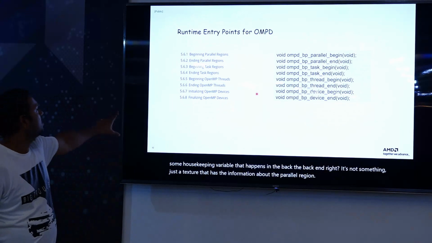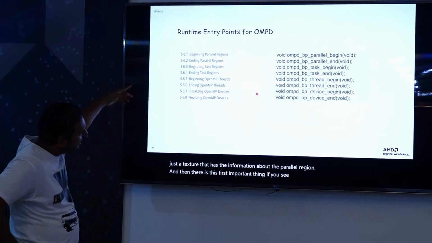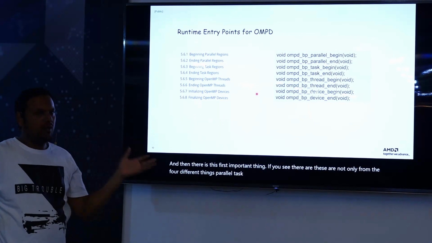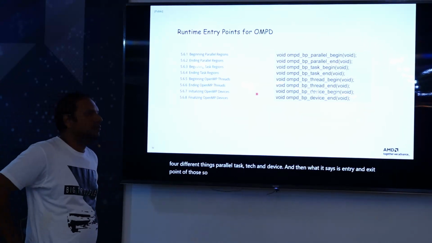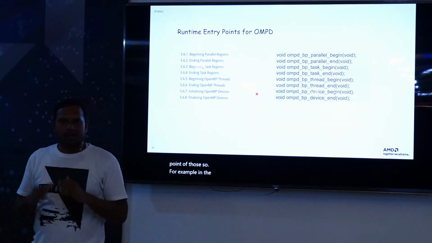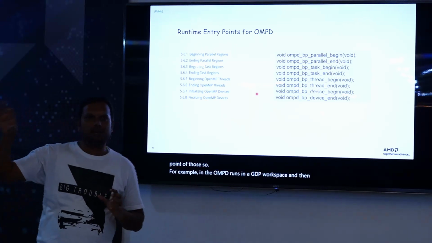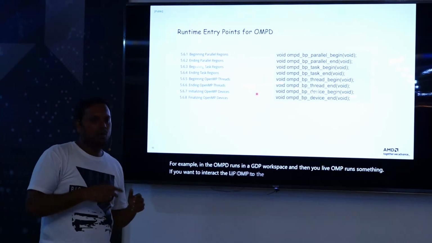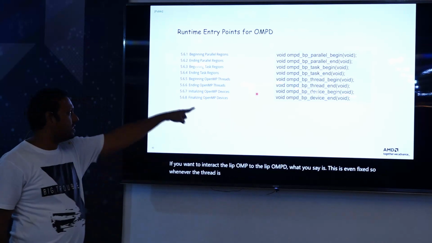It's not just a structure that has the information about the parallel region. And then there is one more important thing. These are for only around four different things: parallel, task, thread, and device, and they describe the entry and exit points of those. For example, libompd runs in the GDB workspace, and your libomp runs separately. If you want libomp to interact with libompd, these are event things. So whenever a thread is created, these functions get called.